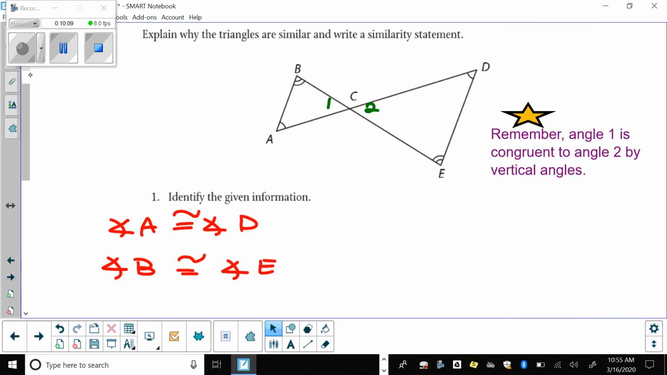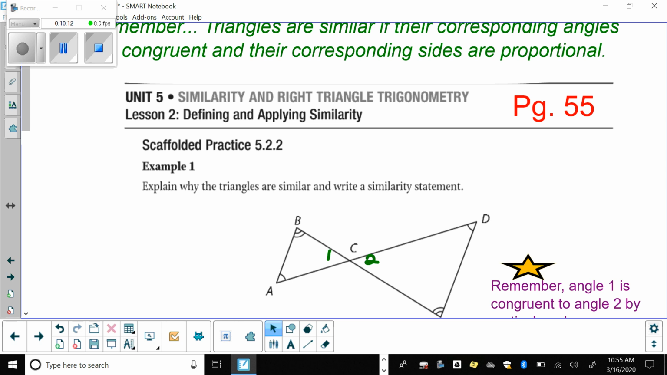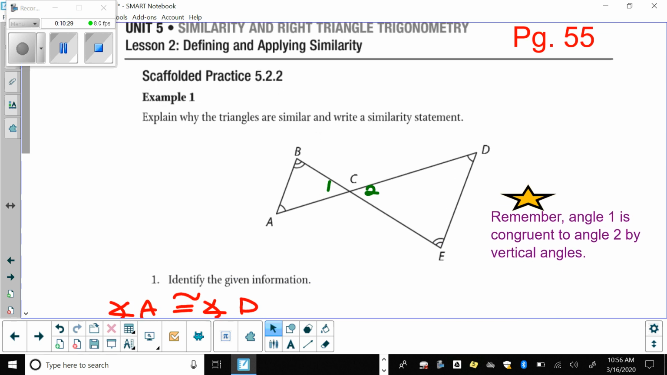This takes us to example 1 on page 55. Explain why the triangles are similar. Write a similarity statement, which is just saying which triangle is similar to which triangle. So look at my little star, my little side note. If you recall from Math 1, angles 1 and 2 are going to be congruent. Let's mark it. Those are considered vertical angles, and all vertical angles are congruent to each other.